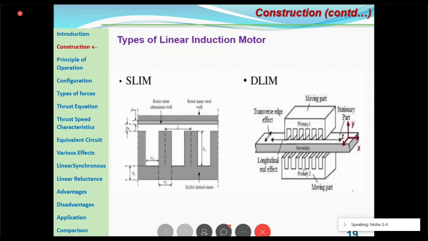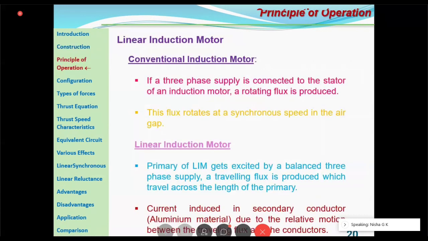So when you are moving to the principle of operation: in the conventional induction motor, when you give the three-phase supply, you get a rotating magnetic field, and that will create a flux, and that will create a torque. But in the case of the linear induction motor, when the primary is excited by a balanced three-phase supply, instead of a rotating magnetic field, you get a traveling flux wave that is produced, which travels along the length of the primary.